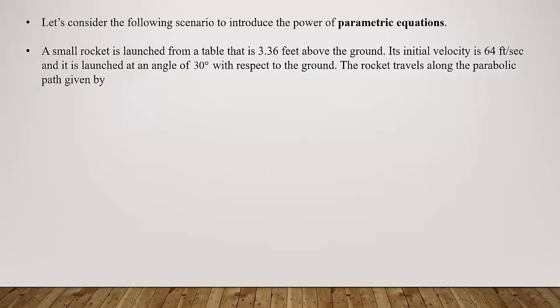Say we have a small rocket and it's launched from a table. The table's 3.36 feet above the ground. The initial velocity of the rocket is 64 feet per second, and it's launched at an angle of 30 degrees with respect to the ground. So given that information, we know the rocket will travel along a parabolic path, and the parabolic path that the rocket will travel along is given by that rectangular equation.